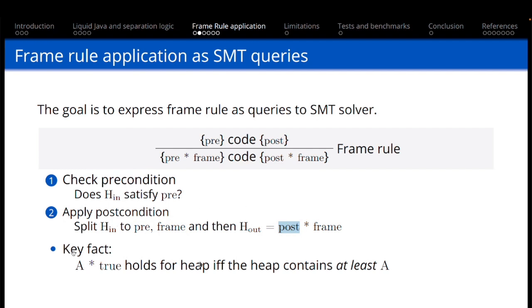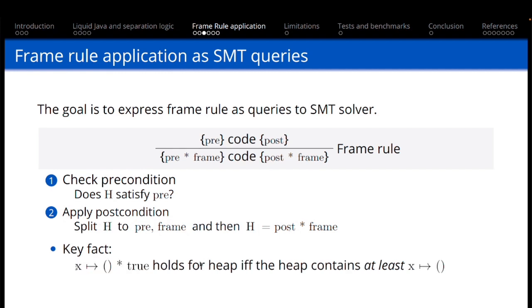And the key part which will help us to implement this is that to make a heap description that contains at least A, we can append a star with the rest to it. So for example, if you want to say that our heap contains pointer x pointing to some initialized memory and something else, we're just writing this.